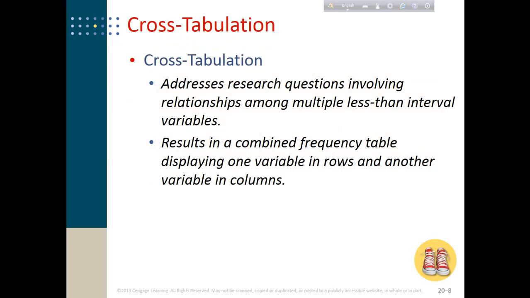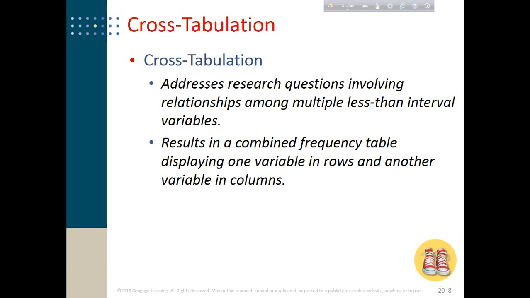Now, cross-tabulation. What do we mean by cross-tabulation? In the tabulation that we have seen in the last slide, you remember we have only one variable. What is that? From where customers buy their beers. Cross-tabulation is also a tabulation, but it is more complex because in cross-tabulation, we show a summary of more than one less-than-interval variables. Less-than-interval variables means nominal and ordinal variables.